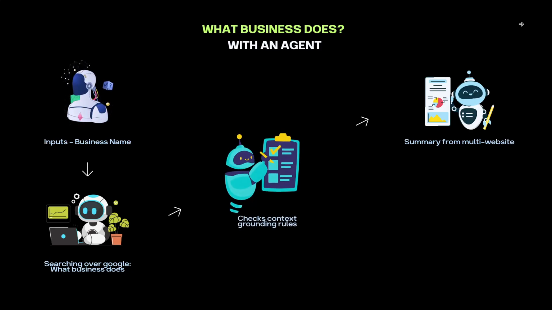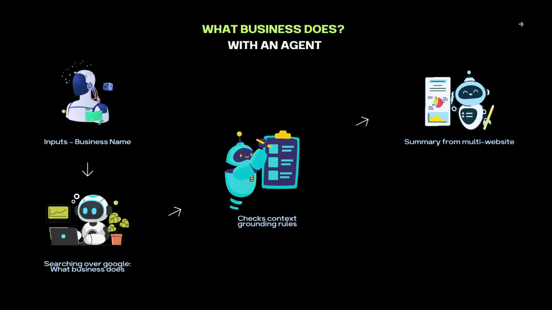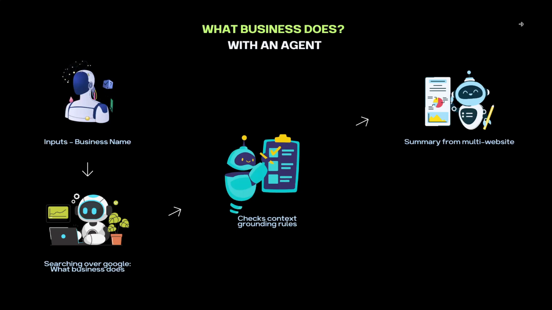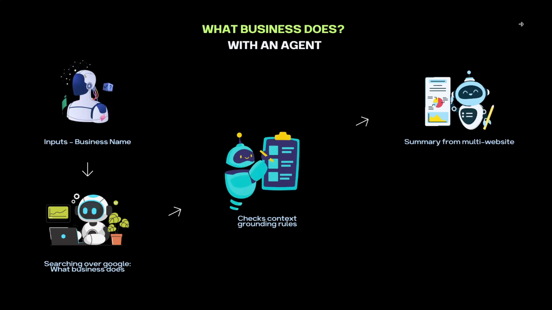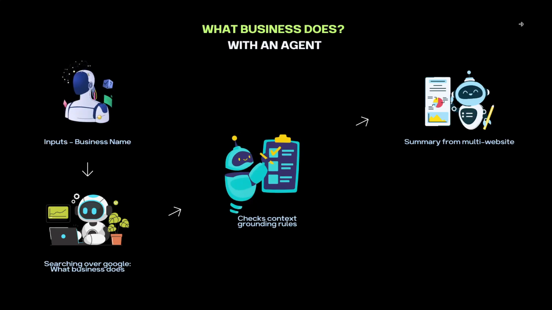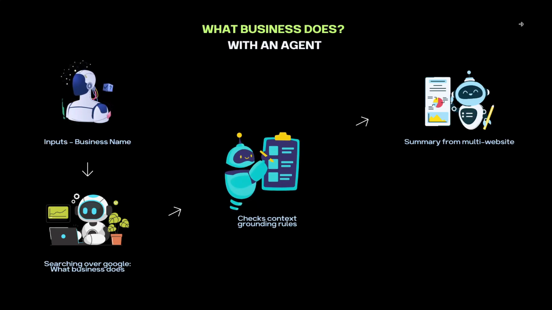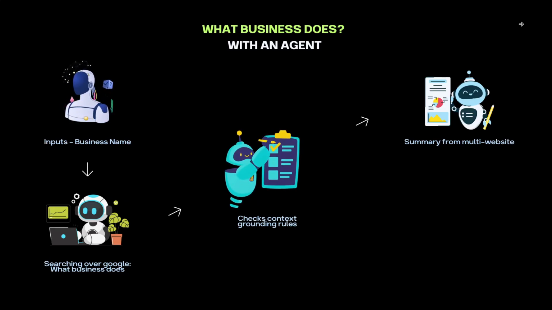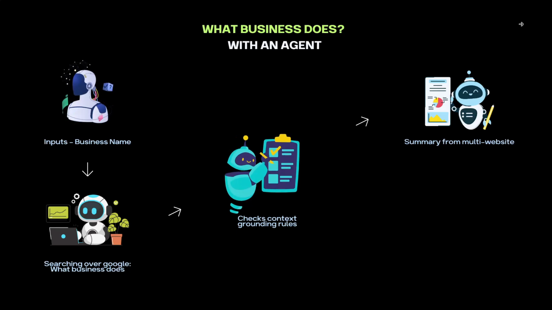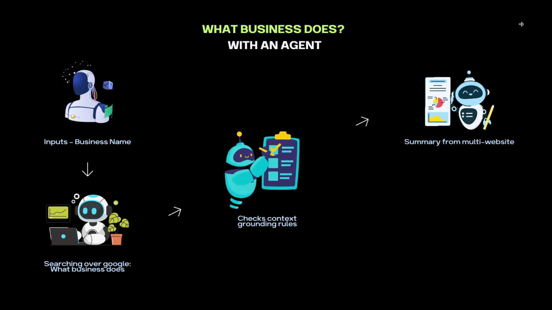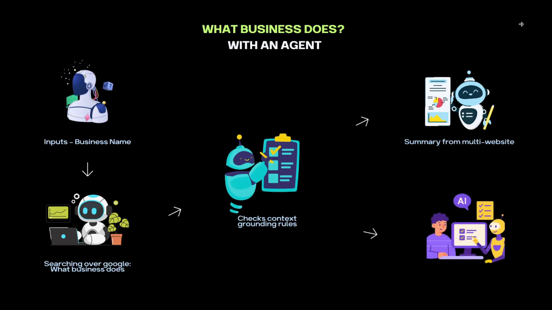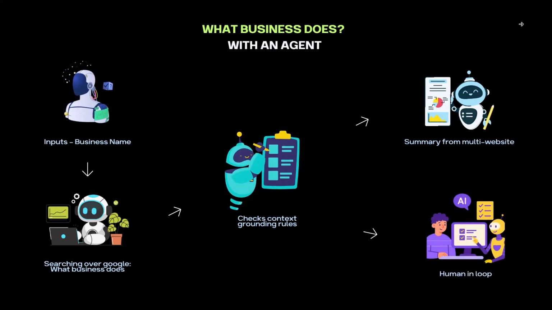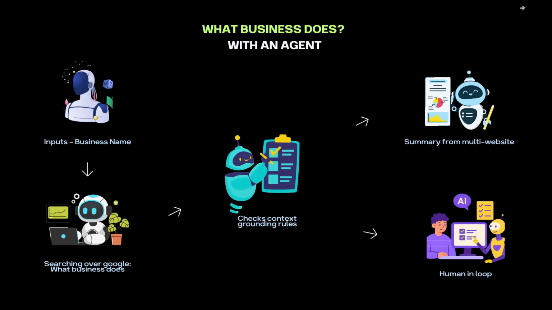Here we are creating some rules that the agent is going to follow. Before giving the summary from the multiple websites, it is first going to check which type of industry the business belongs to. We will create context grounding rules, so that for some types of industry the agent should not perform any search or give any response for that type of business, or it should escalate to a human. So here we are going to see human in the loop, a checkpoint.